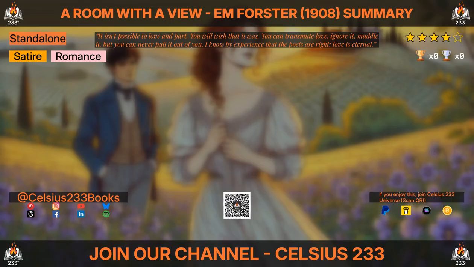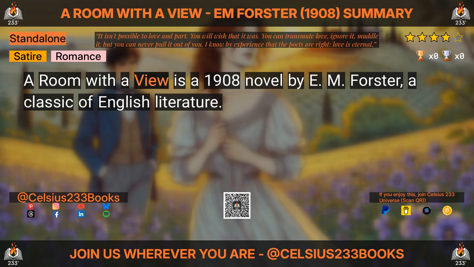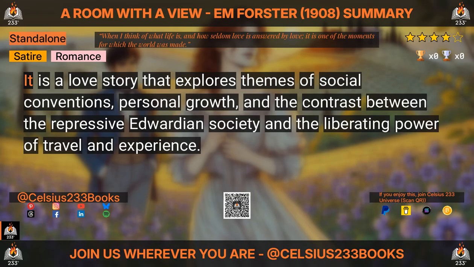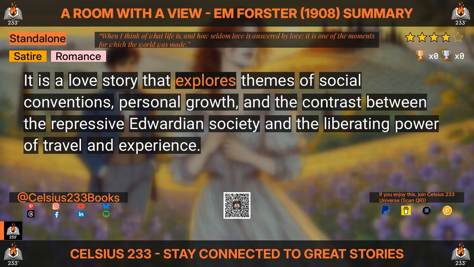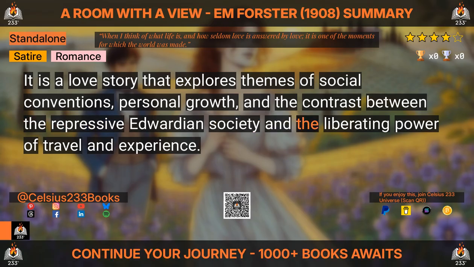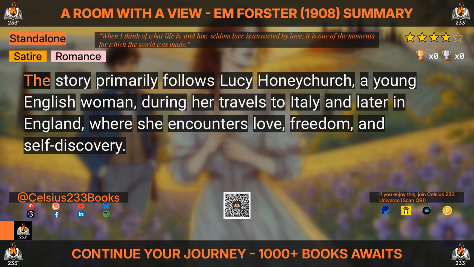Today, we will get lost in the pages of A Room with a View by E.M. Forster. A Room with a View is a 1908 novel by E.M. Forster, a classic of English literature. It is a love story that explores themes of social conventions, personal growth, and the contrast between the repressive Edwardian society and the liberating power of travel and experience.